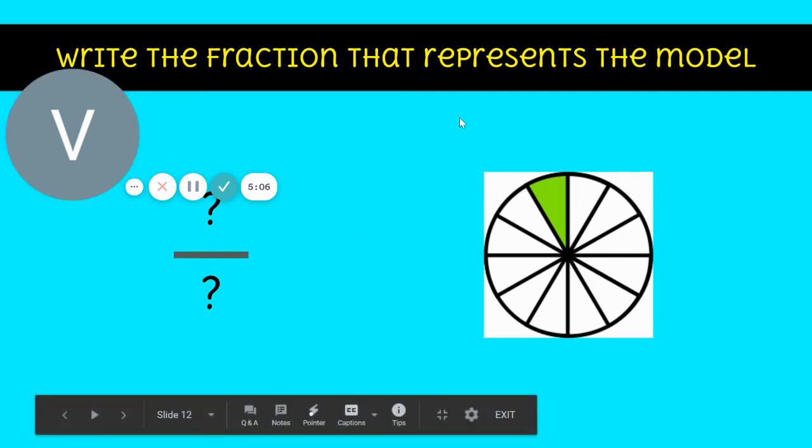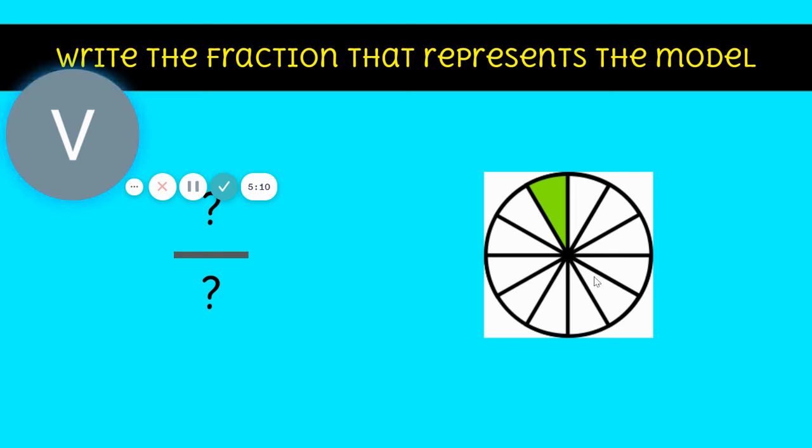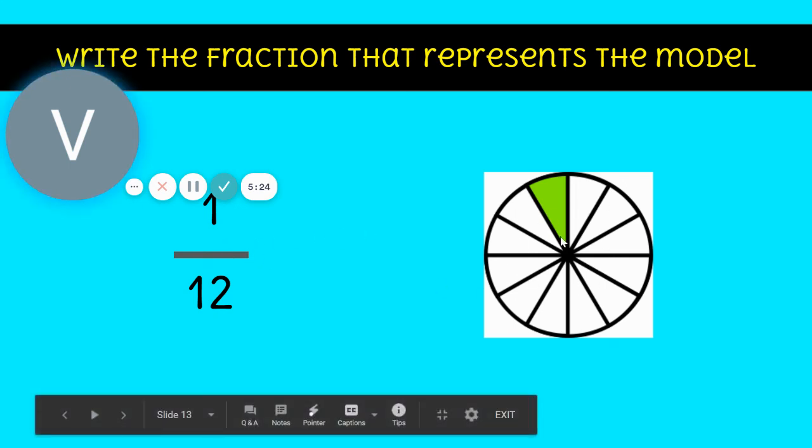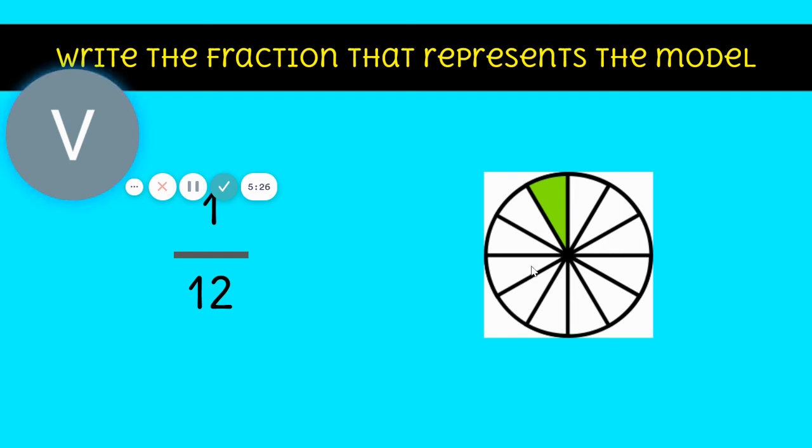So write the fraction that represents this model. Select the best one. Count how many there are total, and that's your bottom number. And then look at how many are shaded, and that's your top number. For that one, you should have gotten 1/12. There are 12 pieces total, so 12 pieces of pie or pizza, and only one is taken away, or you can think of one as left over.